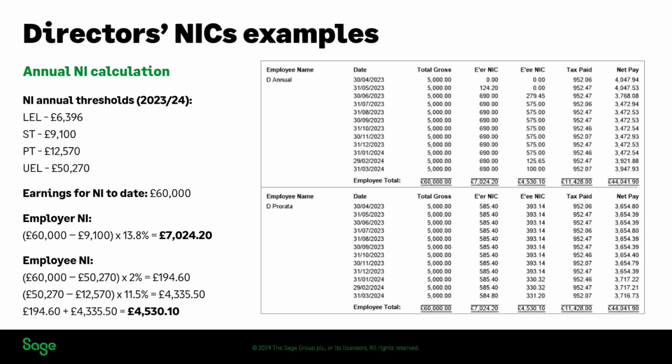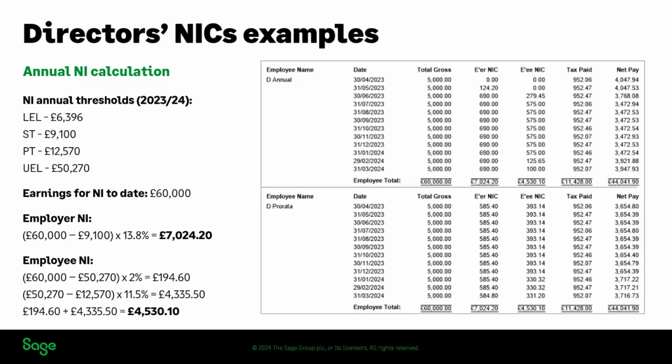And then for the employee national insurance, because the cumulative earnings were above the upper earnings limit, the calculation's done in 2 stages. So first of all, you take the earnings in excess of the upper earnings limit. So the 60,000 minus 50,270, that's at 2%, so £194.60. And then earnings between the primary threshold and upper earnings limit are at 11.5%, the annualized rate. And adding those 2 numbers together gives us the employee NI. You can see from the report there, that is the exact figure that we've got.